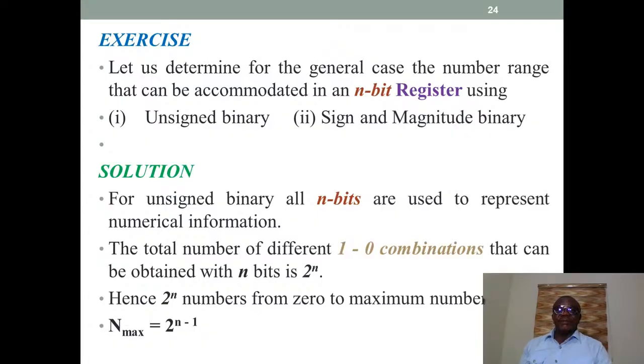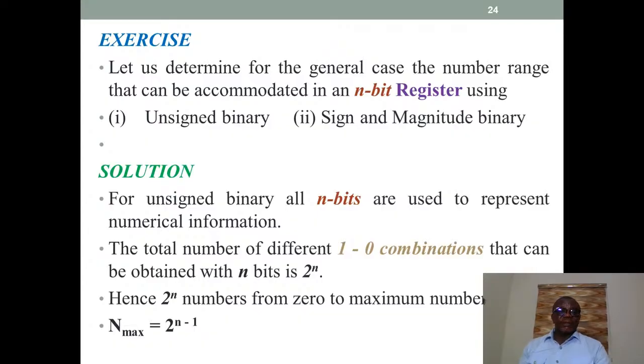Let us determine for the general case the number range that can be accommodated in an n-bit register using unsigned binary and using sign and magnitude binary. For unsigned binary, all the n bits are used to represent numerical information. Therefore, the total number of different 1-0 combinations that can be obtained with n bits is 2 raised to power n.